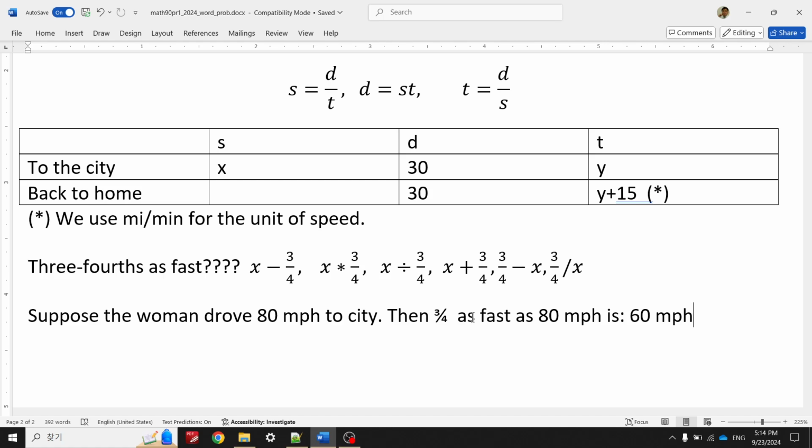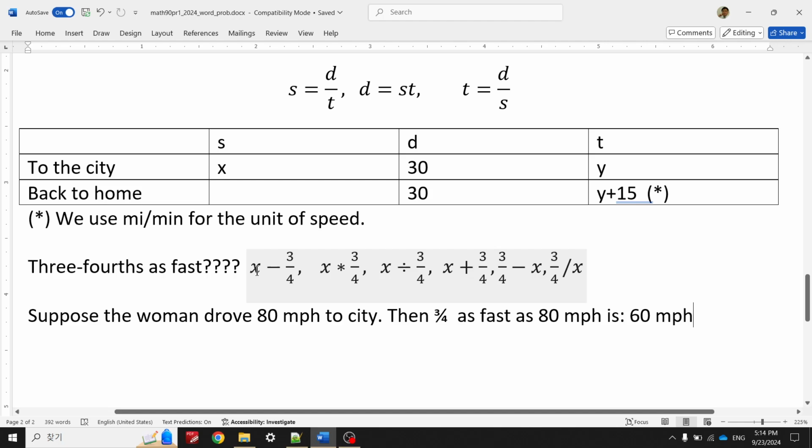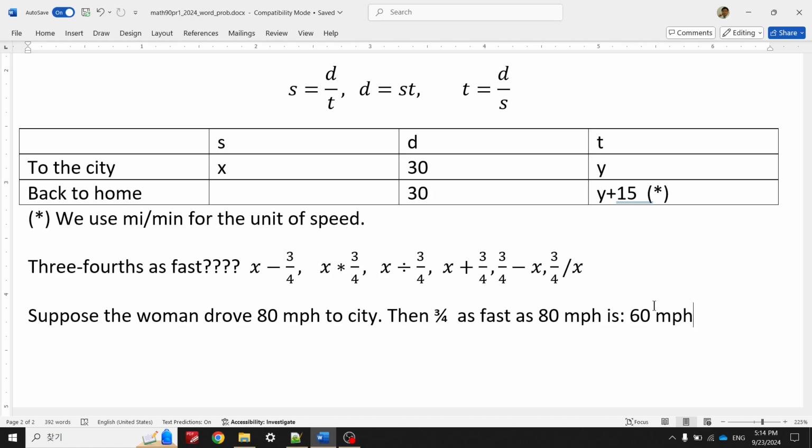Now, of course, in this exam, you have access to a calculator, so you can quickly try out all of these and see which one gives you 60 miles per hour. So it's not something hard to figure out. You have to bring a scientific calculator. No graphing calculator allowed. Okay? Yeah, that's fine.